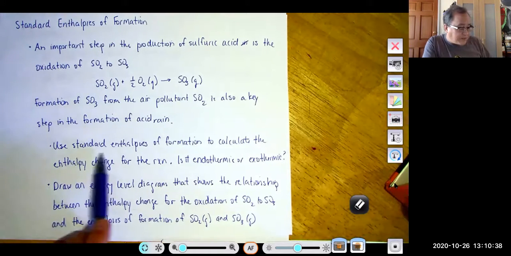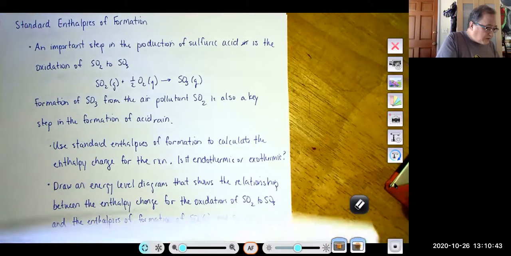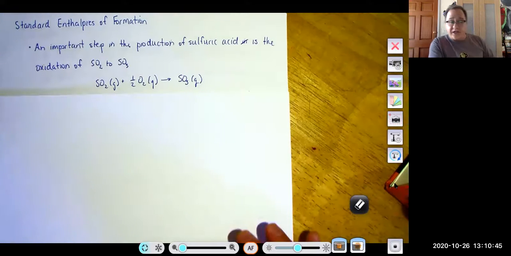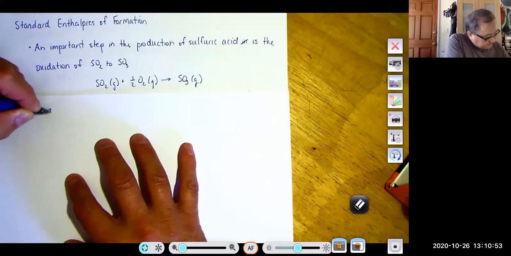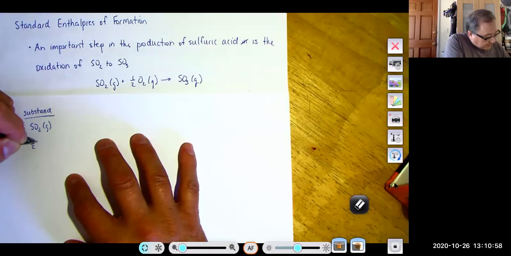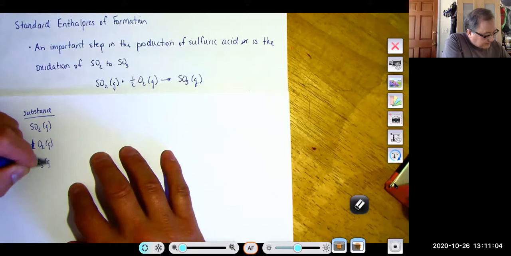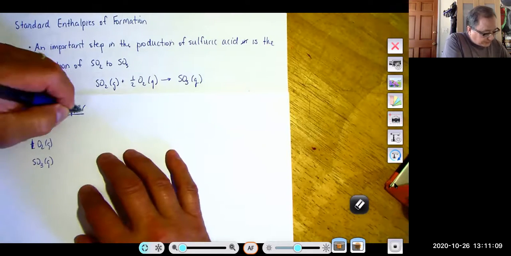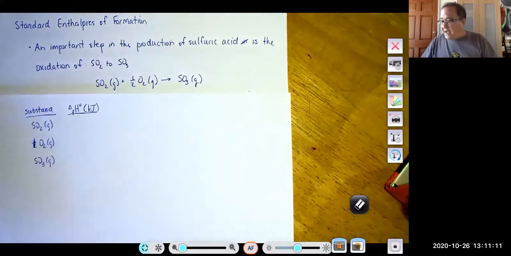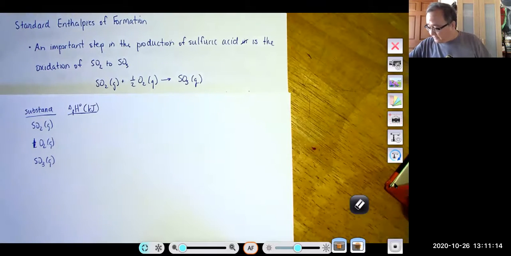Use standard enthalpies of formation to calculate the enthalpy change for the reaction. So what we're going to want to do here to calculate the enthalpy change for the reaction is make a list of substances. We have SO2 gas. We have O2 gas, and we have SO3 gas. And the change in enthalpy of formation for each of these in kilojoules, we look up in the back of our book. And on the test, these would be given to you.